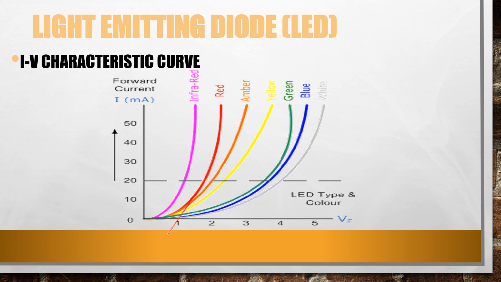LEDs, like all diodes, conduct in one direction and they do not conduct in the opposite direction. These IV curves are useful for estimating the current that will flow at particular voltages and for calculating resistor values as well.